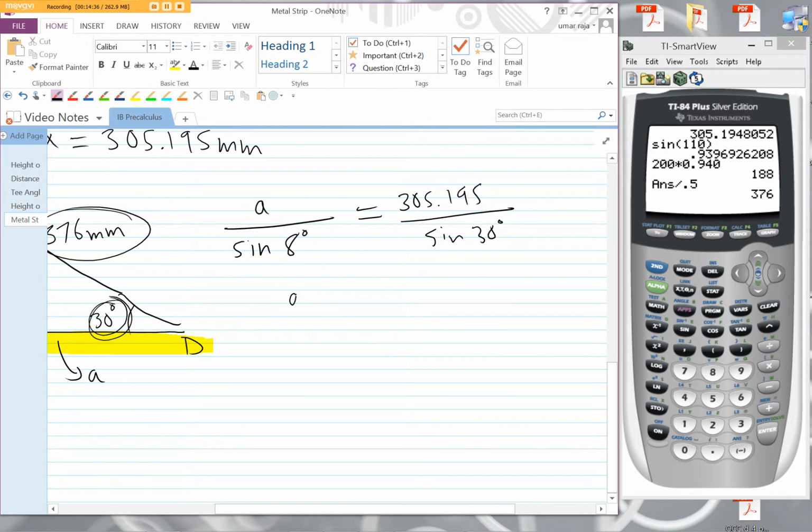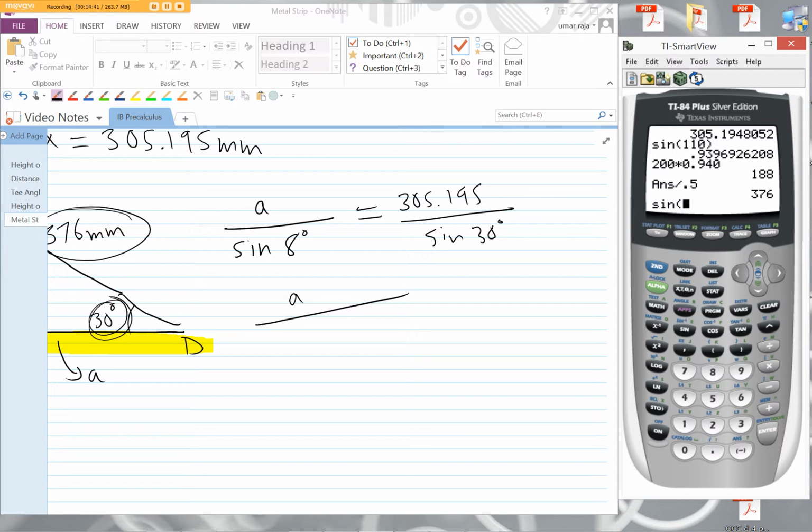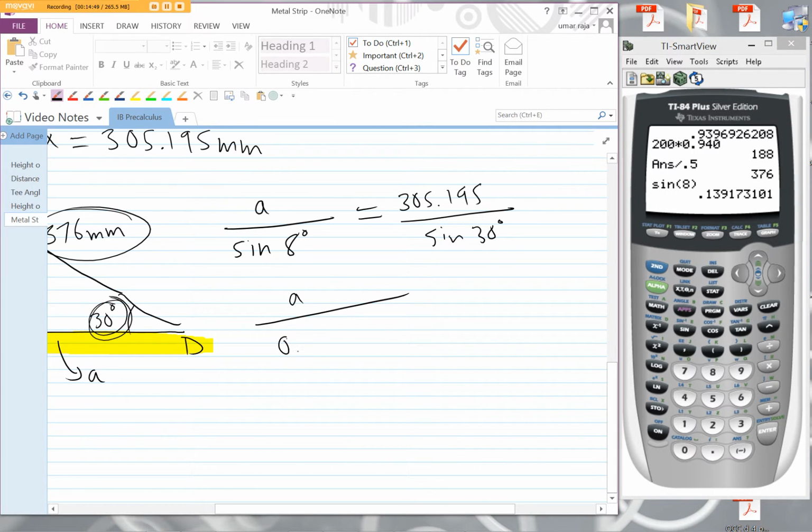Alright guys, let's go ahead and put that in the calculator. So sine of 8, again, we've already checked to see that this is in degrees, so we don't need to change those settings in the calculator for now. Sine of 8, that's going to give me 0.139. Okay, that's rounded to 3 decimal places. And that's going to be equal to 305.195 over 0.5.